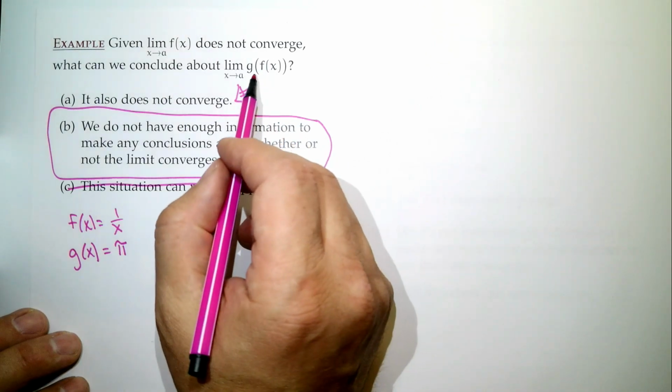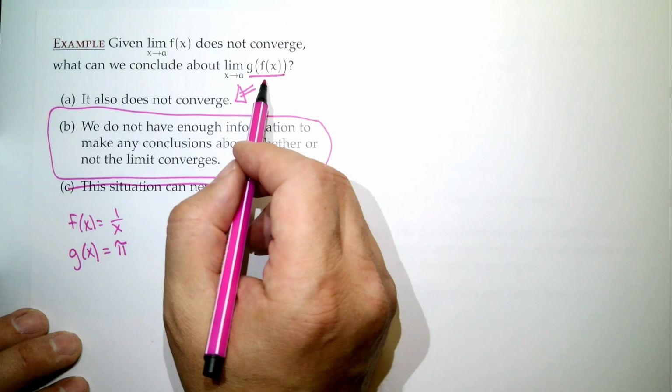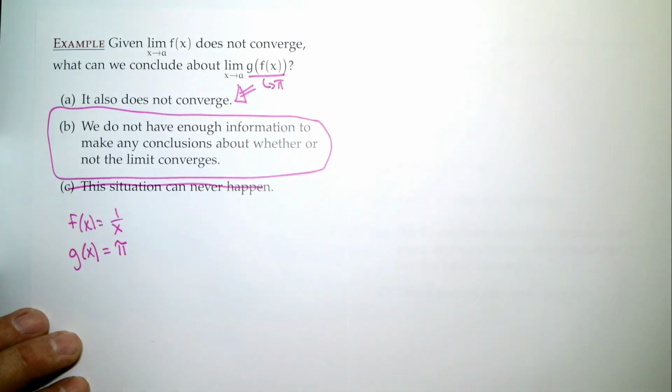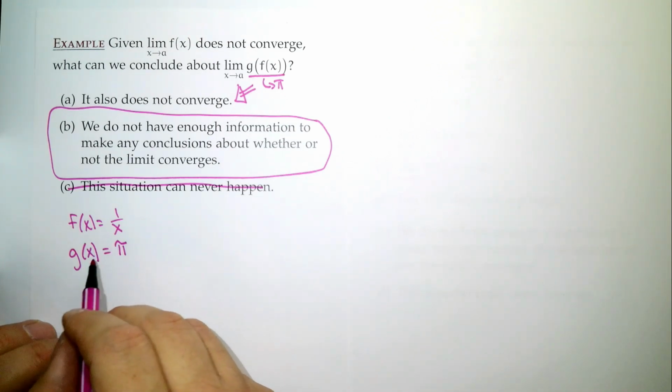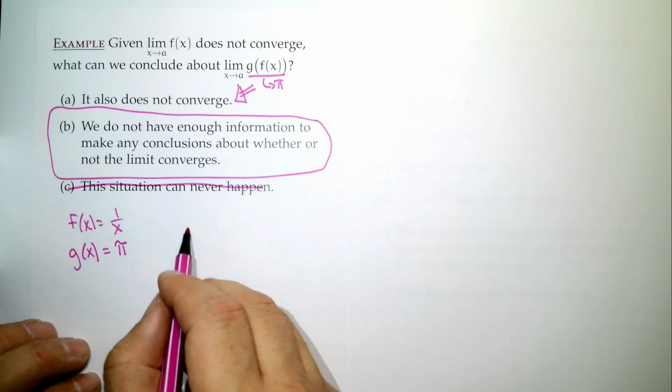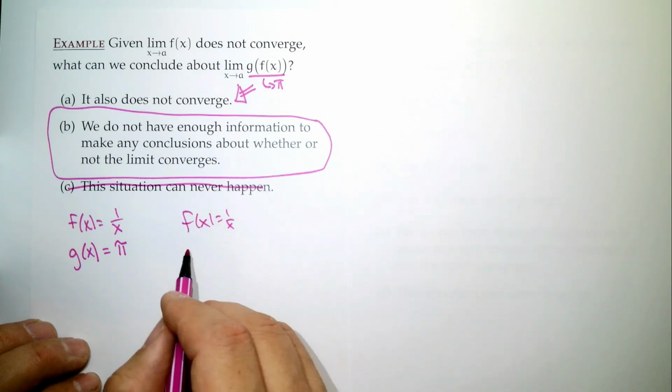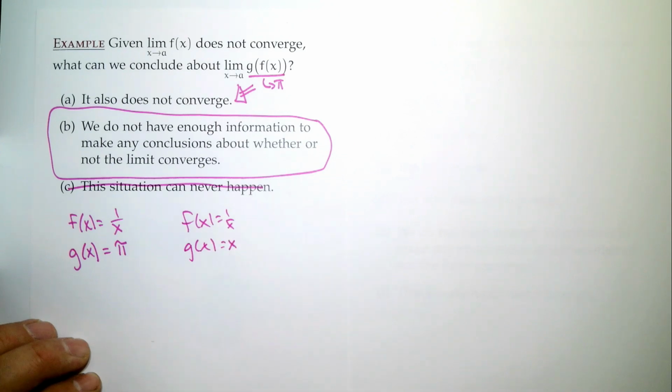So what happens in that case is that g of f of x would always be just pi, and then the limit could exist. So the limit could converge. So the case could be that g of x could somehow fix your problem in some way. So that's why we don't have enough information to assume that it also does not converge, because something could happen. Now you might say, well, could it also still have a problem? Sure. Here's a way you could do it. Instead of having g of x be pi, choose f of x equal 1 over x, and then g of x is just x.